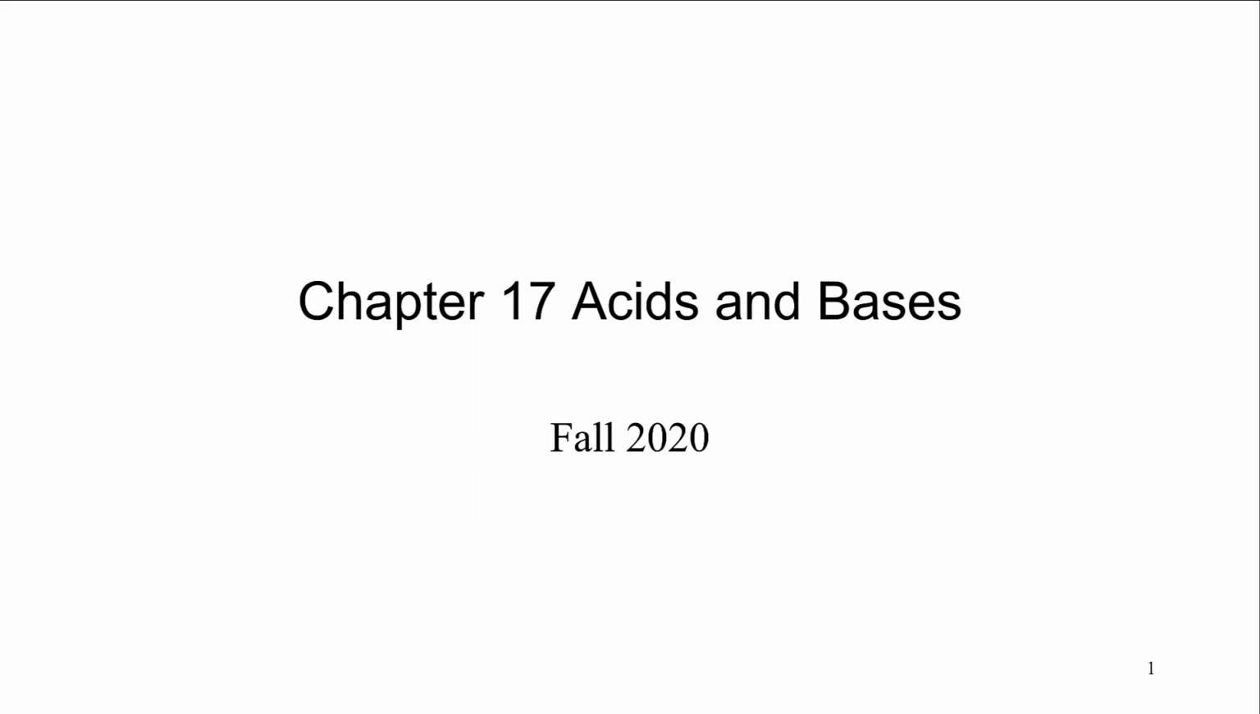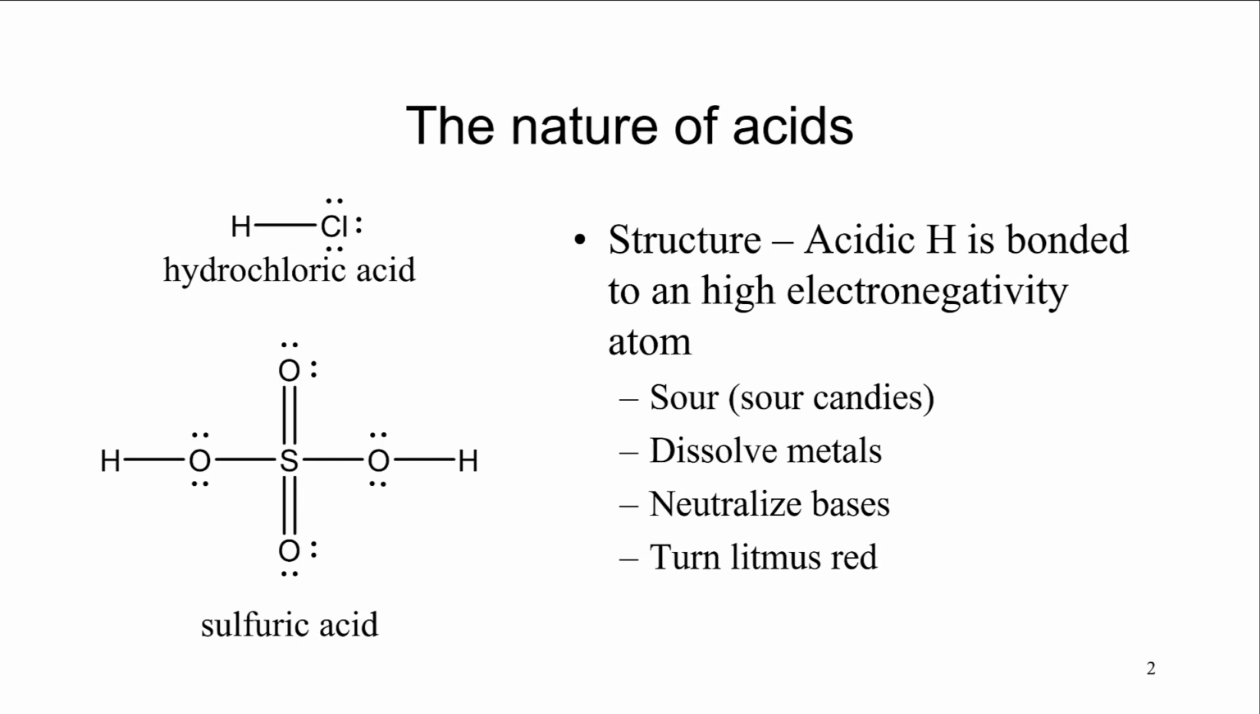So in chapter 17, we're taking a look at acids and bases. And so let's start with a little bit about what acids are. So the nature of acids, right? The structure of acids and their properties. Most of you remember from general chemistry that acids have hydrogen associated with them.